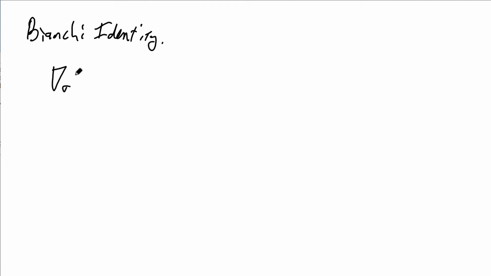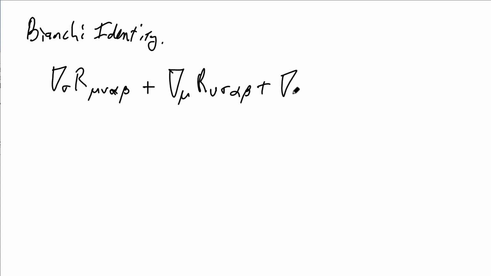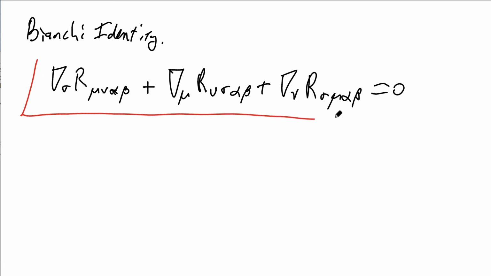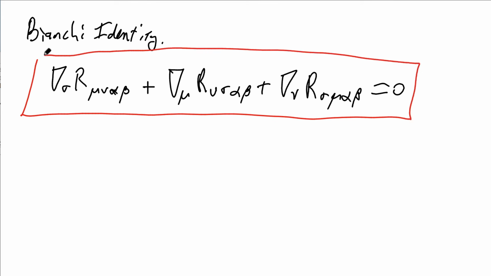It says del sigma R mu nu alpha beta plus, now cyclically permuting those first three indices, del mu R nu sigma alpha beta plus del nu R sigma mu alpha beta equals 0. And of course, we just showed that was true in Riemann normal coordinates, but because this is a tensor relation, we can show that it holds in any coordinate system.